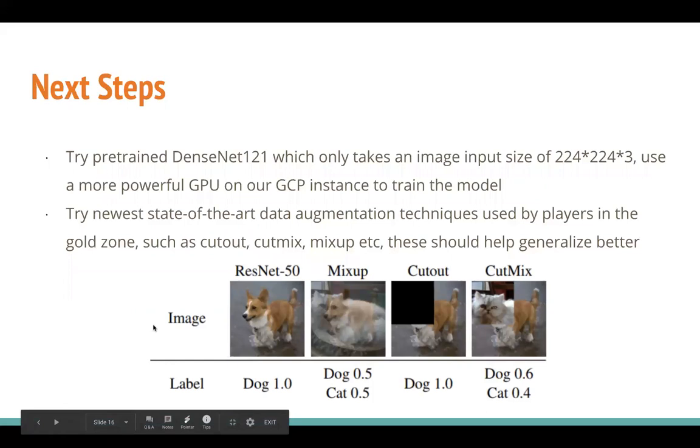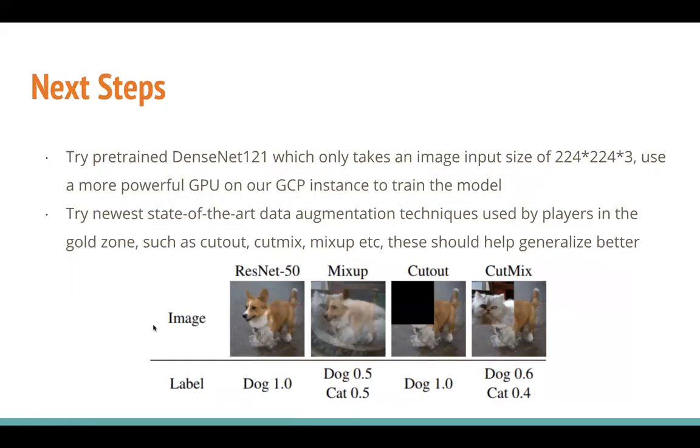So next steps. We actually tried DenseNet 121 as well, but since we didn't have a very powerful GPU, we couldn't continue the training process. So we would like to further train our DenseNet model and use a more powerful GPU to continue training the model.